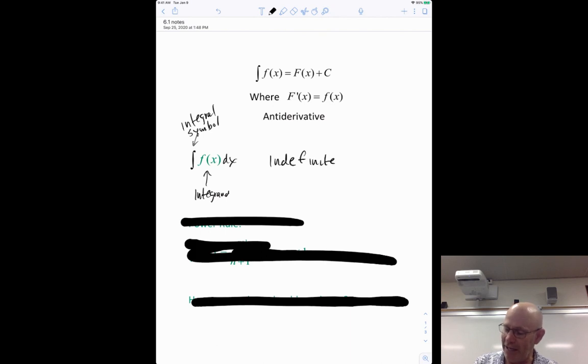This is called an indefinite integral. Later on, we're going to do things that are called definite integrals, and then we're going to make the connections between the two. So right now, it's basically finding antiderivatives.